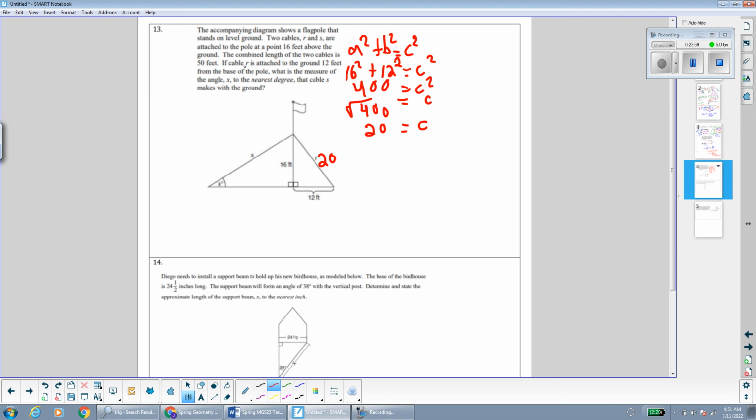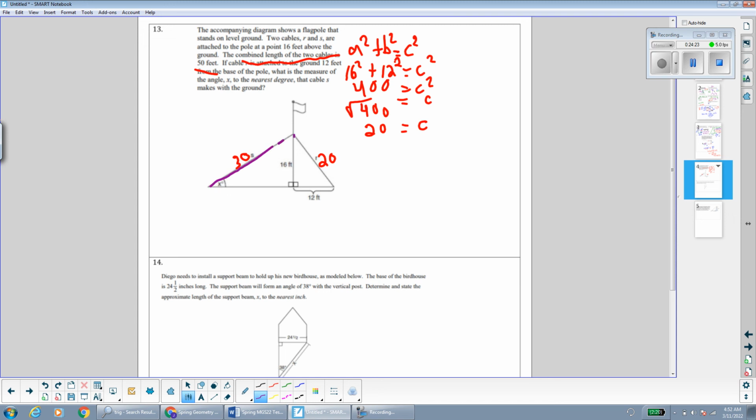In the question, they told us that the combined length of the two cables is 50 feet. So if one of the cables is 20, then the other cable S needs to be 30 to make that combined length of 50 feet. And now that we know that this is 30 over here, we can easily figure out what angle x is.